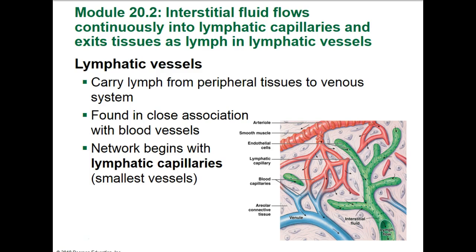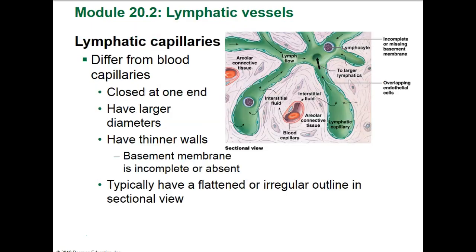Let's look closer at the lymphatic vessels. They carry the lymph from the peripheral tissues to the venous system. They are found very closely associated with your blood vessels. And the network begins with the lymphatic capillaries. These are the smallest vessels. They're different than the blood capillaries, however. They're closed at one end. They also have larger diameters. They have thinner walls. The basement membranes are incomplete or absent altogether. And they have flattened or irregular outlines in their sectional views.